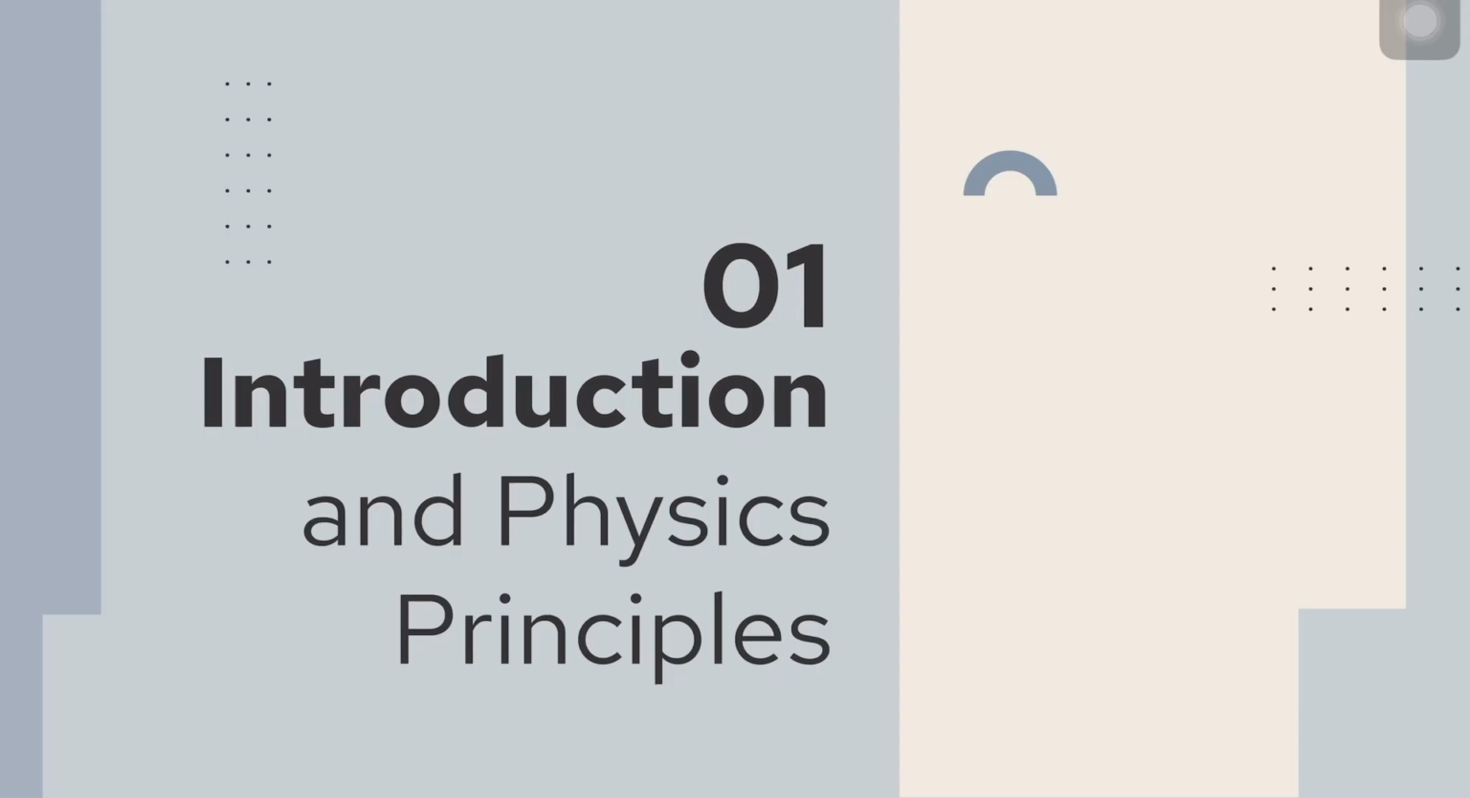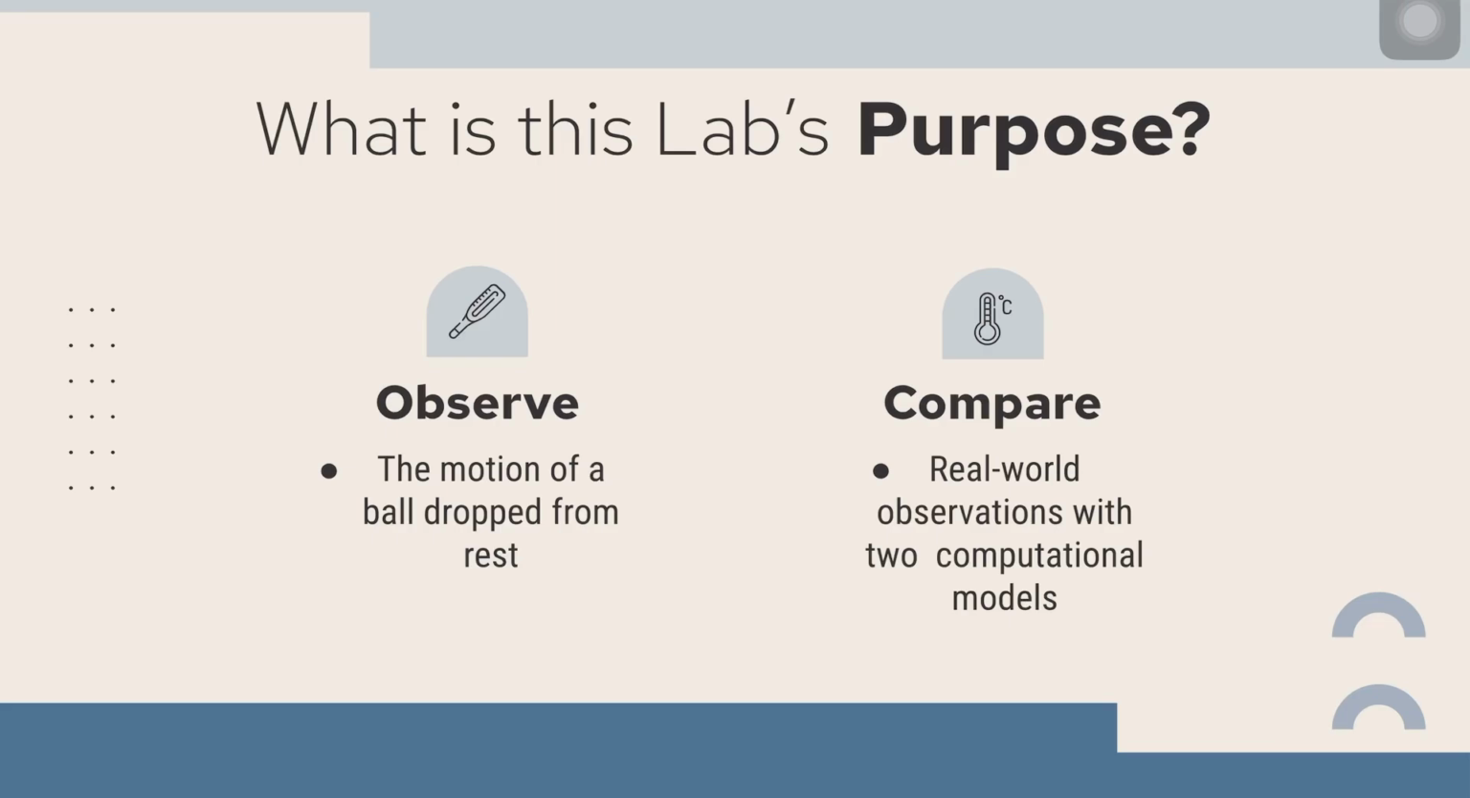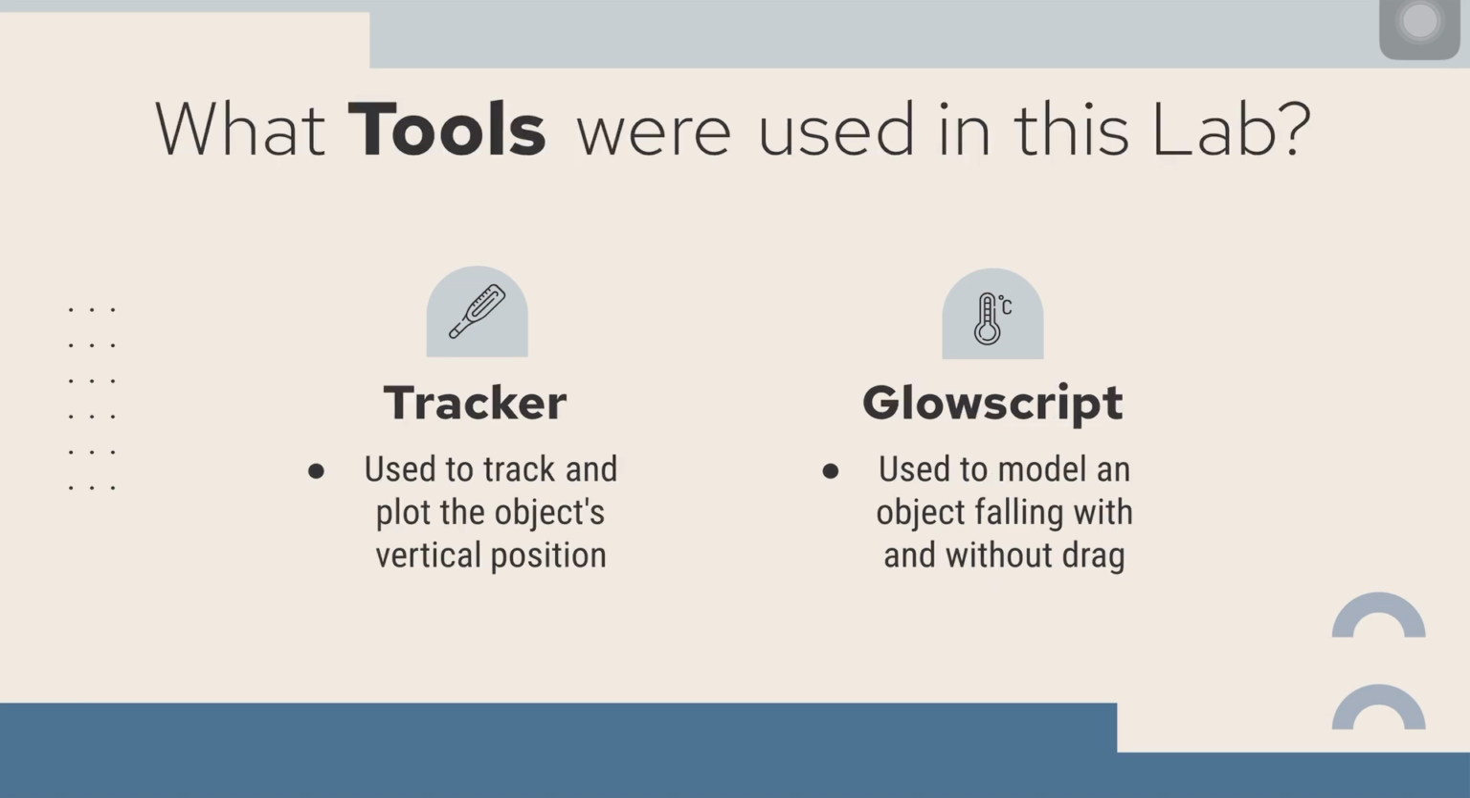So first, we have our introduction. What is this lab's purpose? Well, we want to observe the motion of a ball dropped from rest and then compare those observations with two computational models we create. We use Tracker to plot the object's vertical position and track it as it fell, and then GlowScript to create models of an object falling from rest with and without drag.